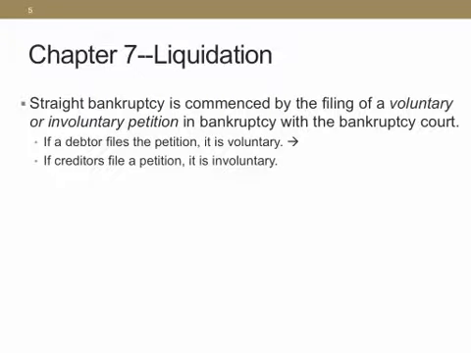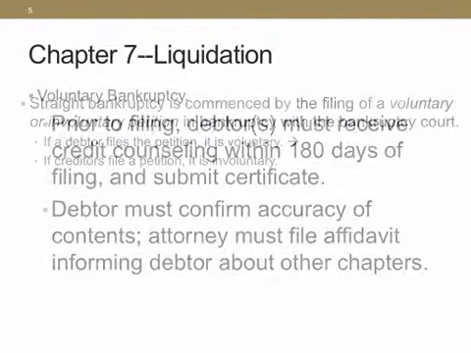Chapter 7, or straight bankruptcy, is started by filing a voluntary or involuntary petition in bankruptcy with the bankruptcy court. The bankruptcy court is the U.S. District Court Bankruptcy Division. If the debtor files a petition, that's called voluntary, and if the appropriate number and size of creditors file a petition rather than the debtor, that's involuntary.